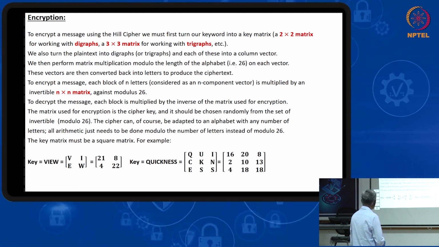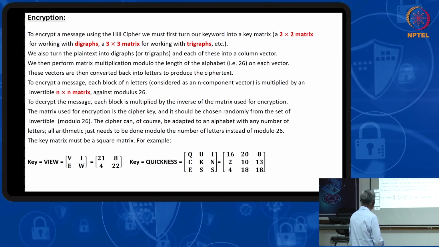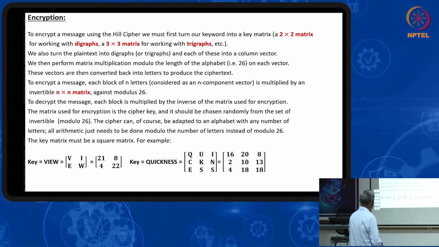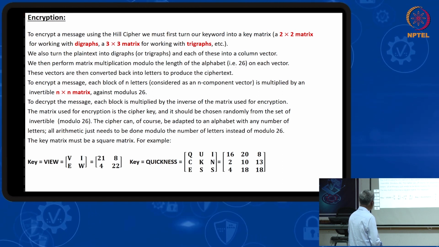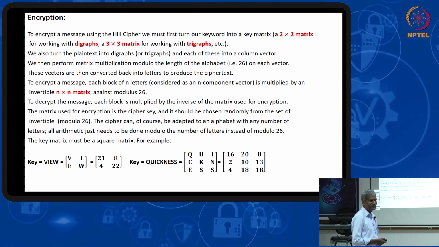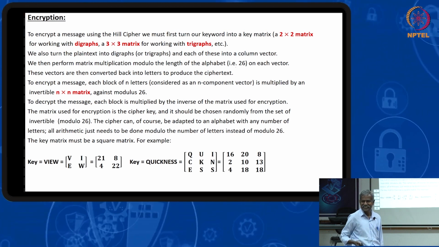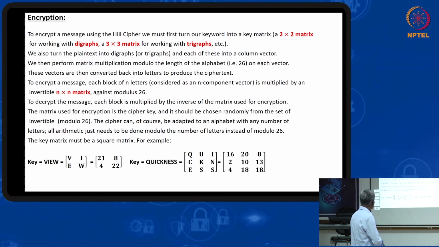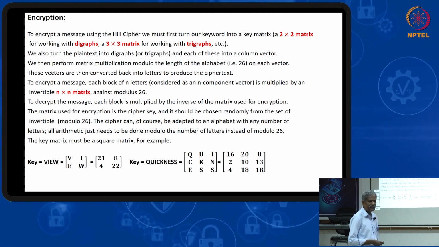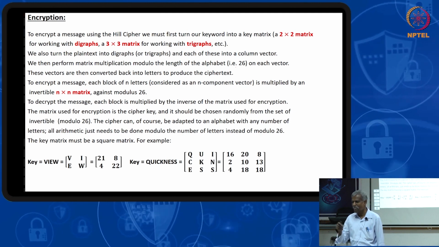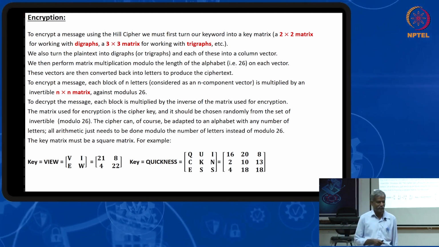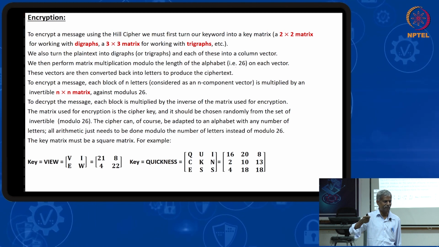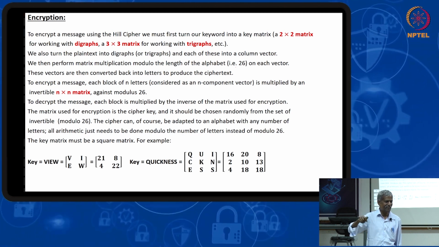Now the key we are taking is QUICKNESS. If you write QUICKNESS in a 3 by 3 matrix, it is written like this. Q will be 16, U will be 20, I is 8, C is 2. You can verify this easily. C equal to 2, K equal to 10, N equal to 13, E equal to 4, like this. We have taken a key. So we have a plain text matrix and a key matrix. Suppose the key is smaller, you have to repeat the key. For example, if the key is RAM, you have to repeat RAM for 3 rows.